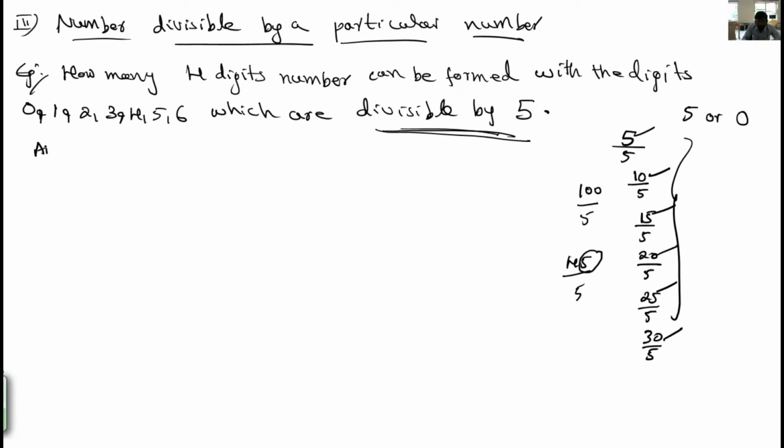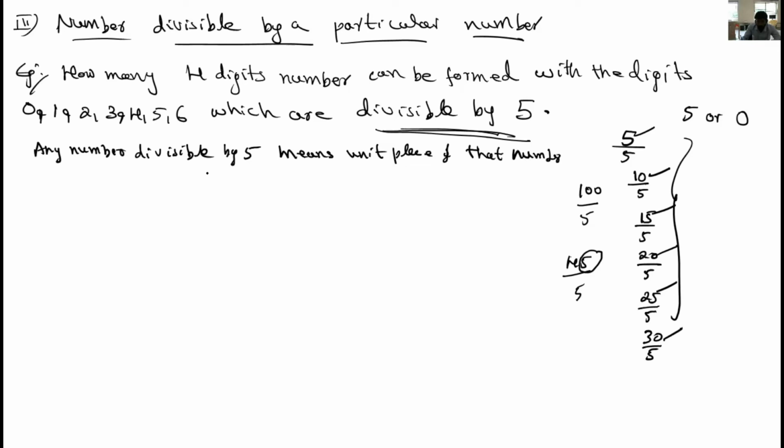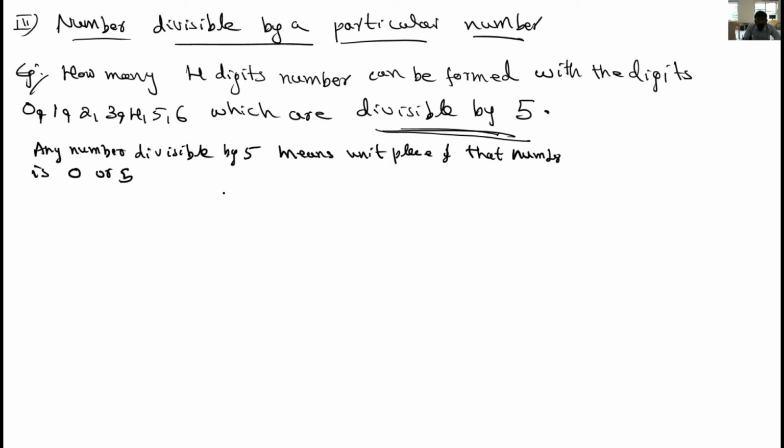So any number divisible by 5 means the unit place of that number is 0 or 5. Okay, so here see 1 2 3 4. For the unit place you can use 0 or 5.